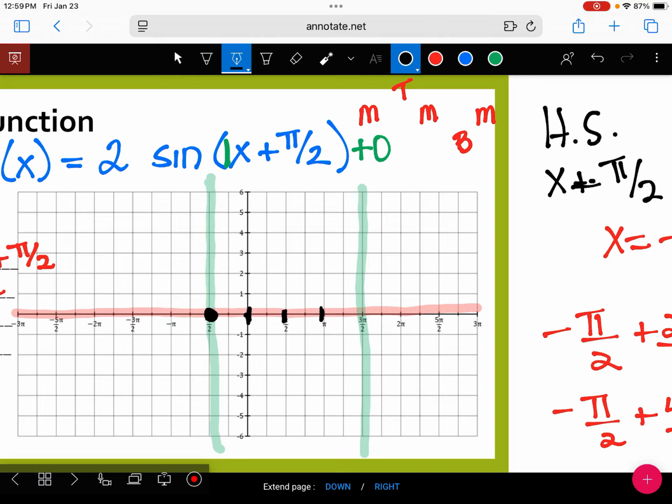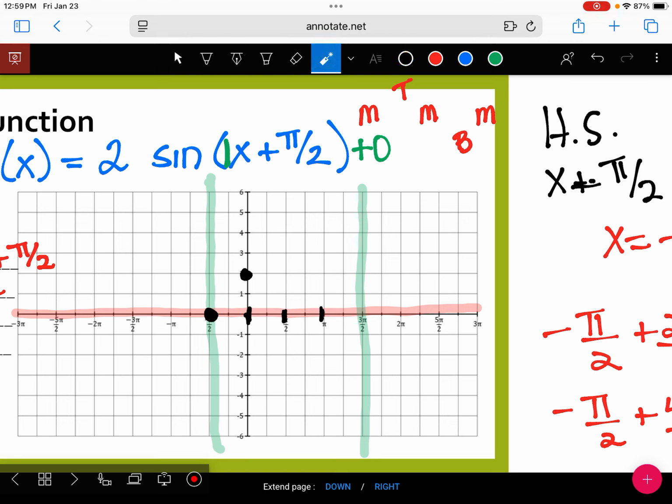So when you get to the next line, what am I going to do when I get to this post? Do I stay? Do I go up or do I go down? Up. And how many do I go up? 2, because that's my amplitude. 1, 2. Put a point right here.